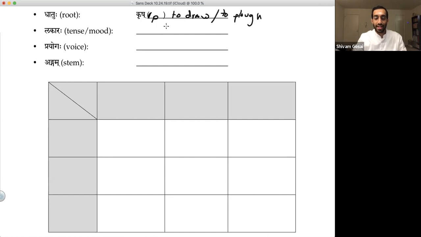Okay, so then let's just skip. We're going to skip these two. We'll come back to all of these things later on. The anga for krish is, so if you look at page 32, you can see what the anga is. It's on the right column. It's karsha.